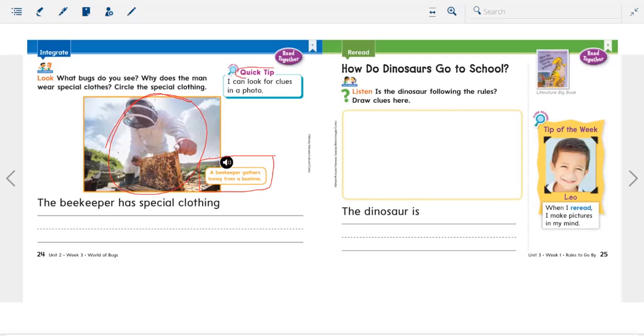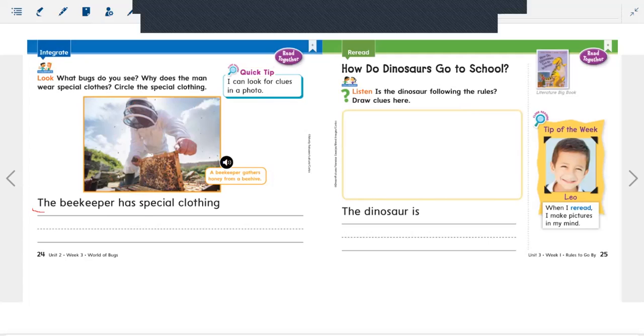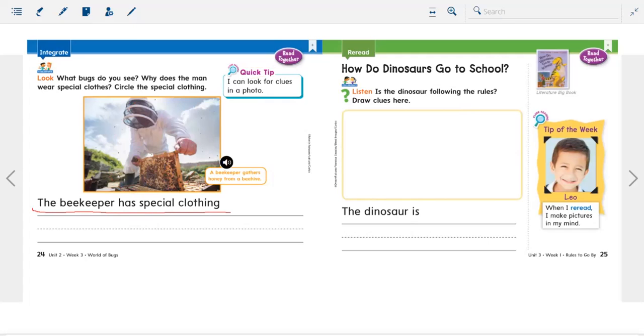So here's the quick tip. It says, I can look for clues in a photo. So remember, the illustrations give us clues. All right, let's look down here. Let's read this together. The beekeeper has special clothing. Why? Why does he have special clothing? What did we say it does? It's for protection from the bees. So the beekeeper has special clothing to protect from the bees.